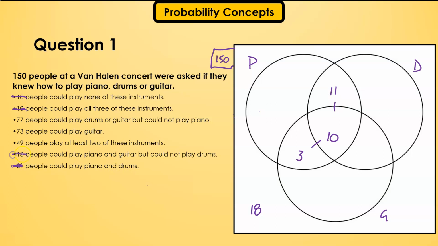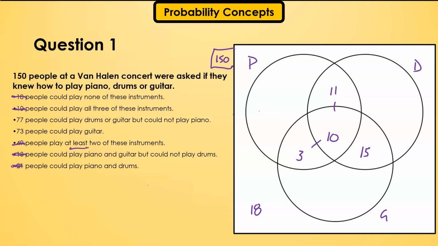That makes the next one a little bit easier. So at least 49 people could play at least 2 instruments. You've got to be careful with questions like that, because if that wasn't at least, it was exactly 2, you wouldn't have to include the one in the middle. So we have to make sure that this value here is the one that makes it add up to 49, which means this one must be 15.